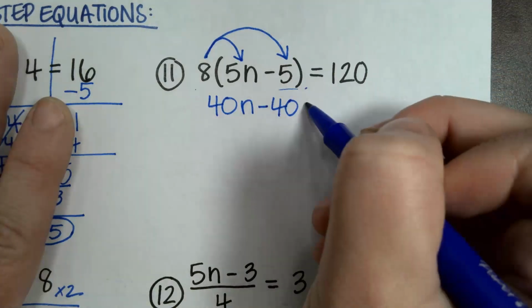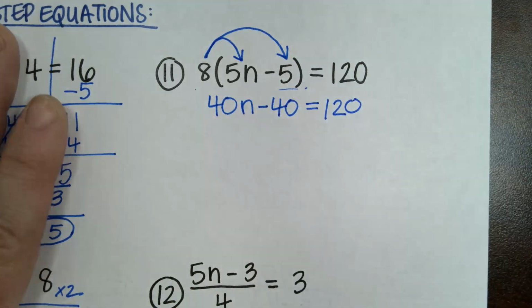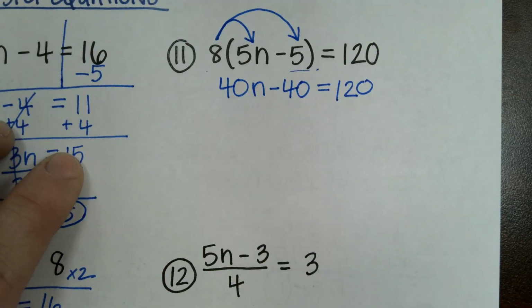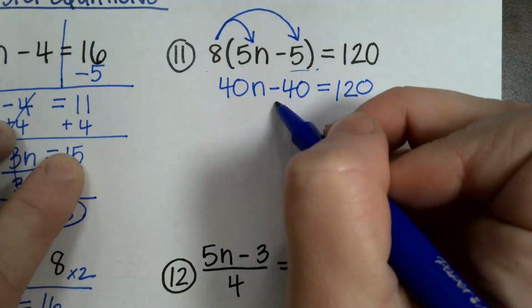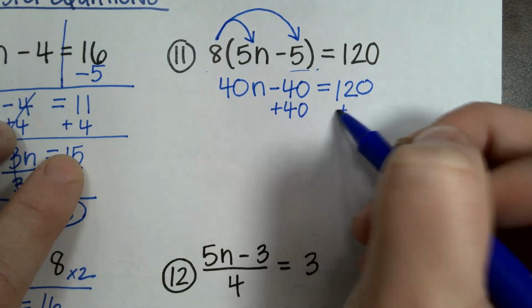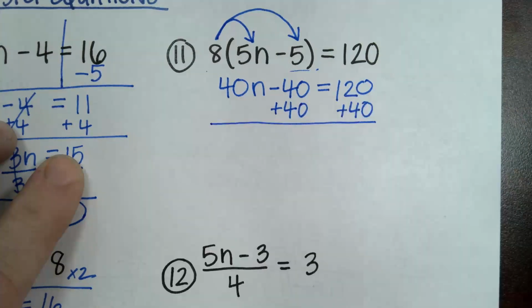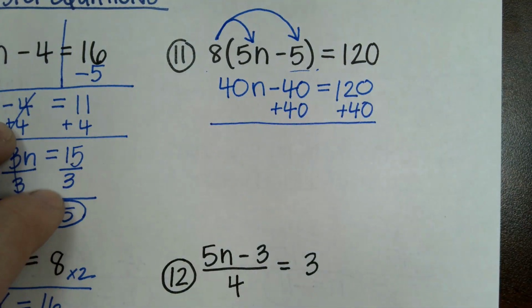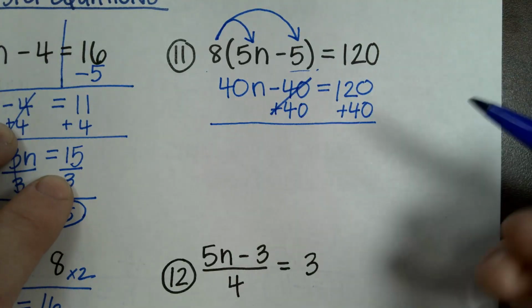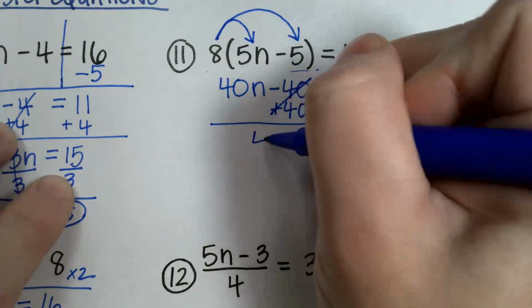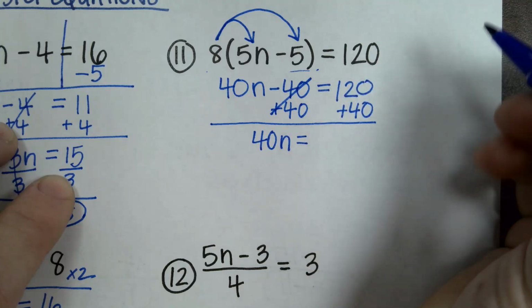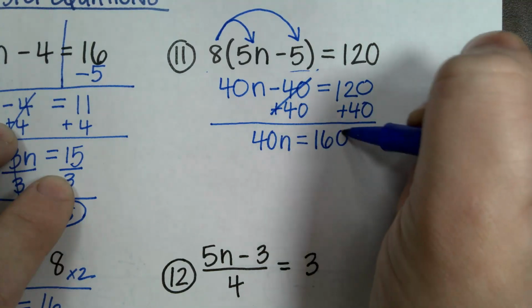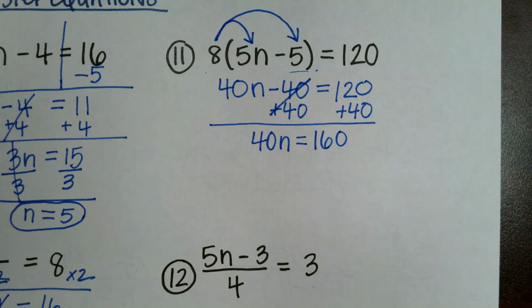Yeah, I'm just going to bring down equals 120. Okay. Now I have a problem where I can work with things. What should I do next? Good. Add 40 on both sides. Okay, what's going to happen now? My 40s are going to cancel. And what am I left with? 40n equals, what's 120 plus 40? 160. Good.